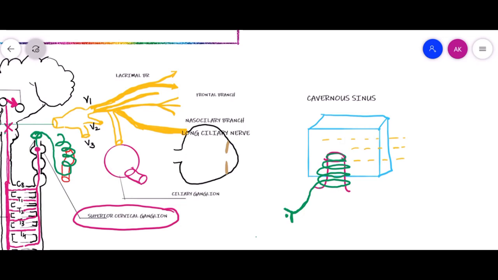Now, in the lateral wall of the cavernous sinus, there are three nerves which are traveling. That is the third cranial nerve, the fourth cranial nerve, and we also have the first division of the fifth cranial nerve, that is the ophthalmic division of the fifth cranial nerve. So what happens is, from this carotid plexus, now these fibers are going to come in close contact with the V1 division of the fifth cranial nerve, and now they are going to start passing through this.